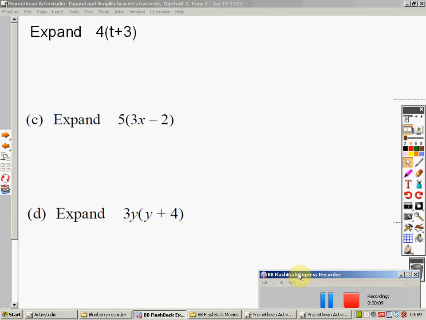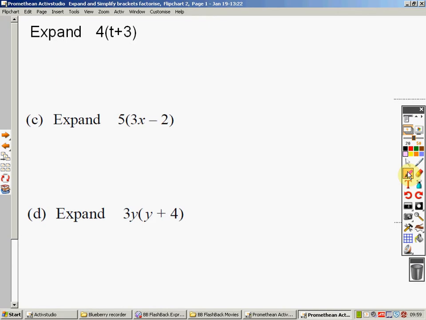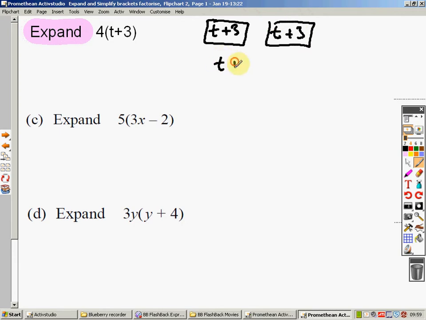Okay, first of all, expand. The question here is expand 4 brackets t plus 3 close brackets. This is a fairly straightforward question. We're saying if you had 4 envelopes of t and a 3, what would you have all together?